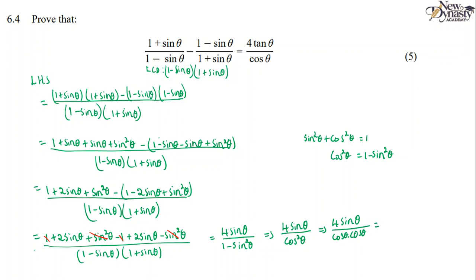Sine over cos, that is going to be 4 tan. Remember, tan is sine over cos. So sine over 1 of the cos in the denominator is tan theta, and the other cos will remain cos theta. And that is equal to the right hand side.